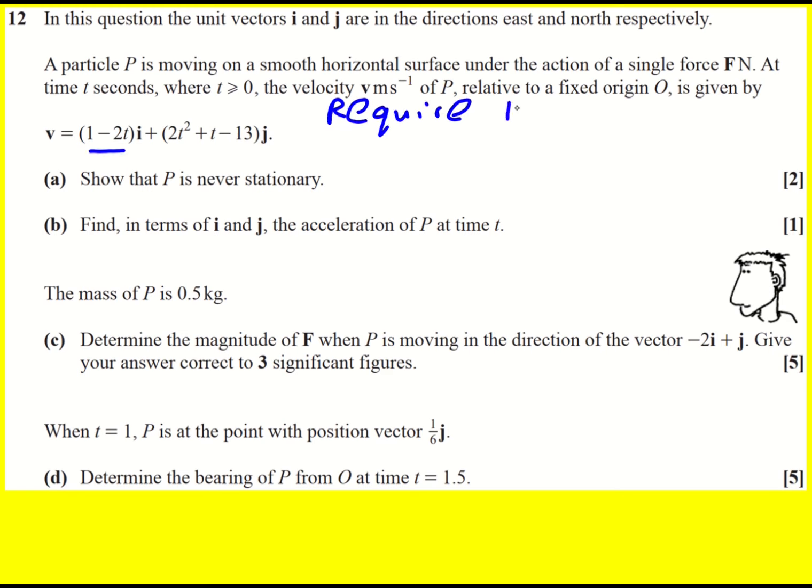So 2 times a half squared, which is just a quarter, so 2 divided by 4, plus a half minus 13 is minus 12. So components are never 0 at the same time. It's only 2 marks. I think I'm going a bit over the top now. And P is therefore never stationary.